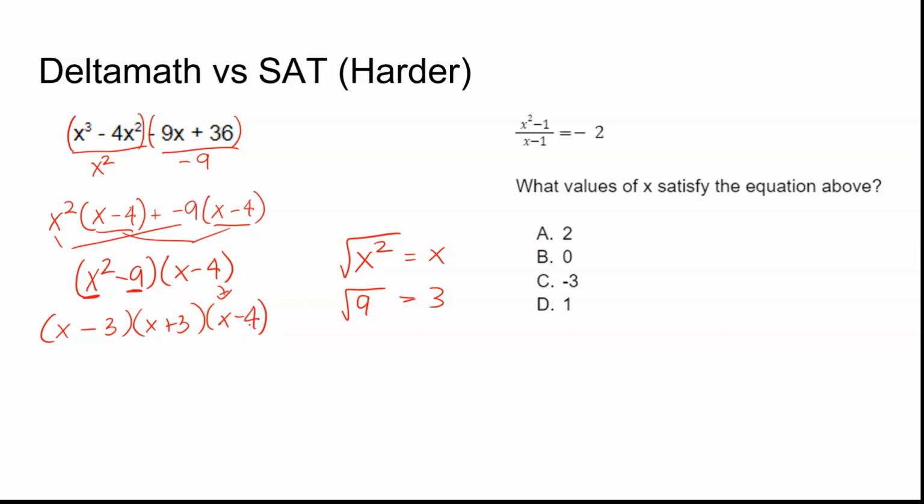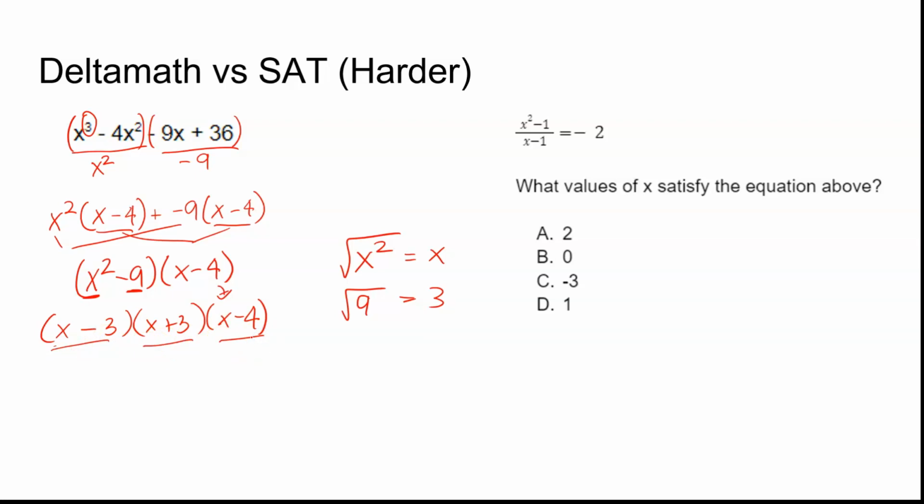This is now completely factored. I ended up with 3 answers. One of the hints that you can check is at the very beginning, my highest exponent was x to the third. That is the number of factors that you will usually have. So I had an x to the third, and I had 3 factors, 1, 2, and 3.